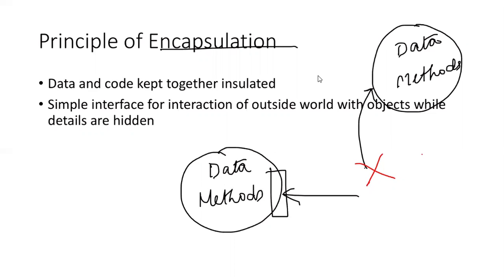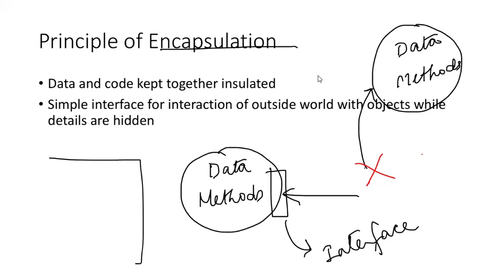And this interface, we want to keep as simple as possible. So it is up to us, the designers of the objects, to decide which of the data and methods we want to allow access to from outside and which we want to restrict. Let me take just an example.